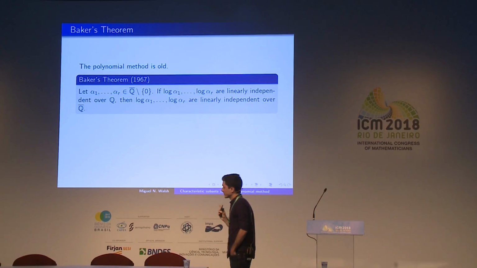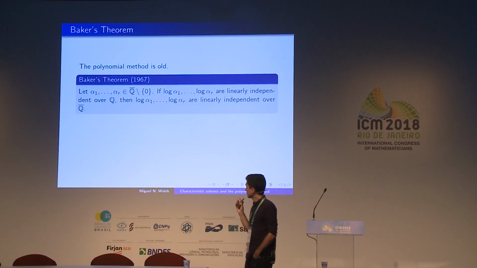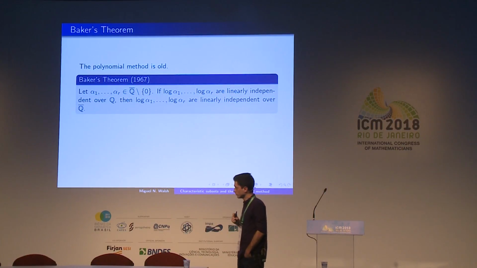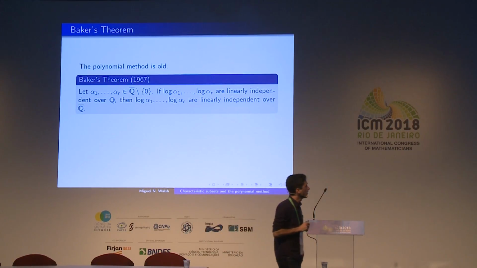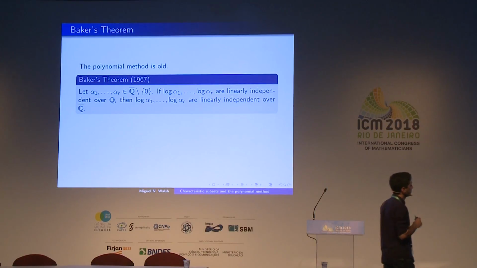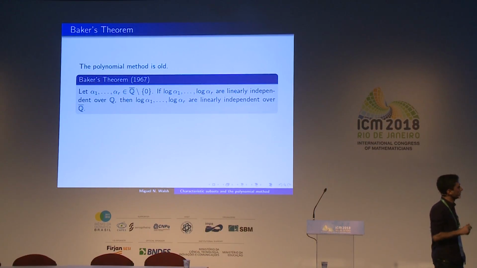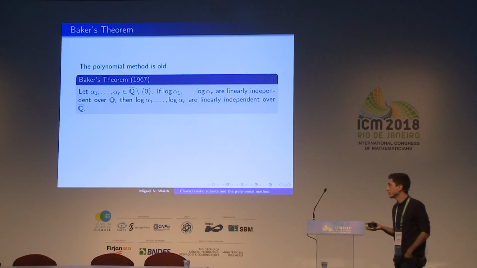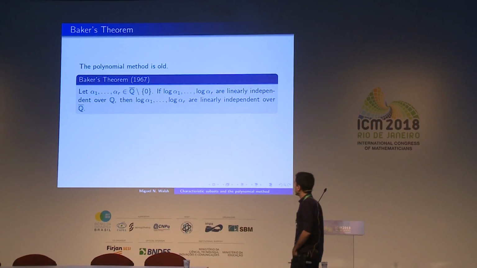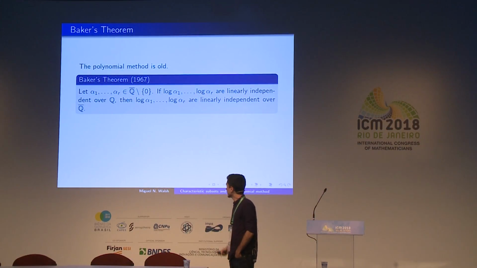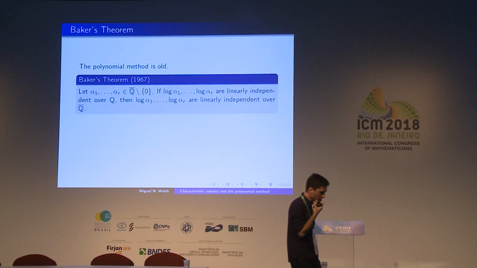It was already used by Baker to establish his famous results, the most basic of which is that if you have some set of non-zero algebraic numbers, and the logarithms are linearly independent over the rational numbers, then they are also linearly independent over the algebraic numbers. It's a very famous and important result of Baker. That again tells you that if you are given non-zero algebraic numbers, the logarithms are linearly independent over the rational numbers, and they have to be linearly independent over the algebraic numbers.